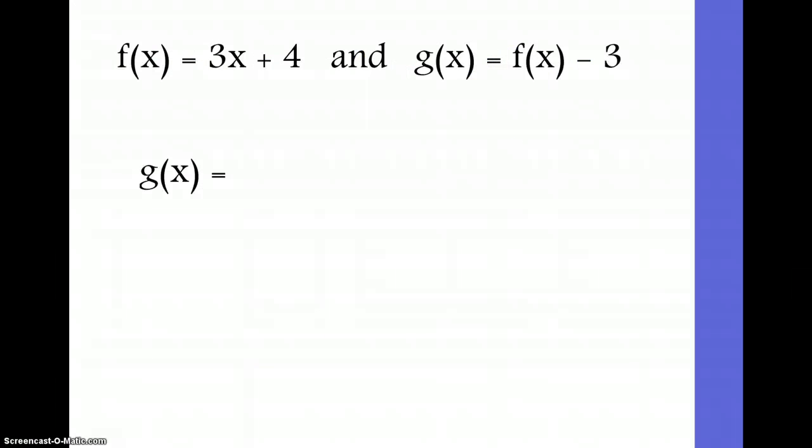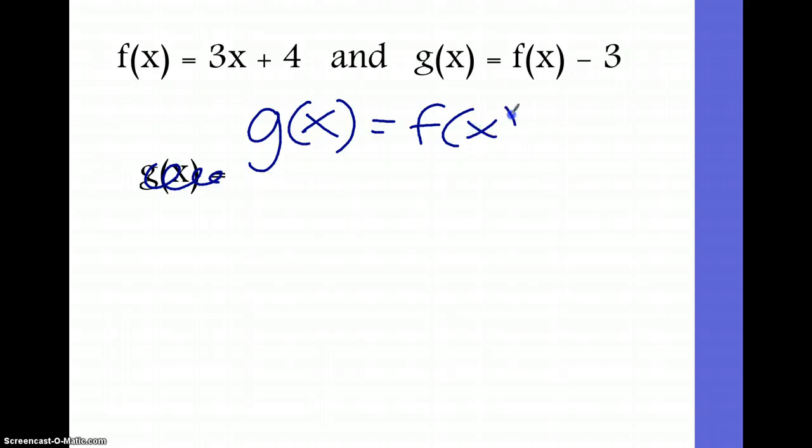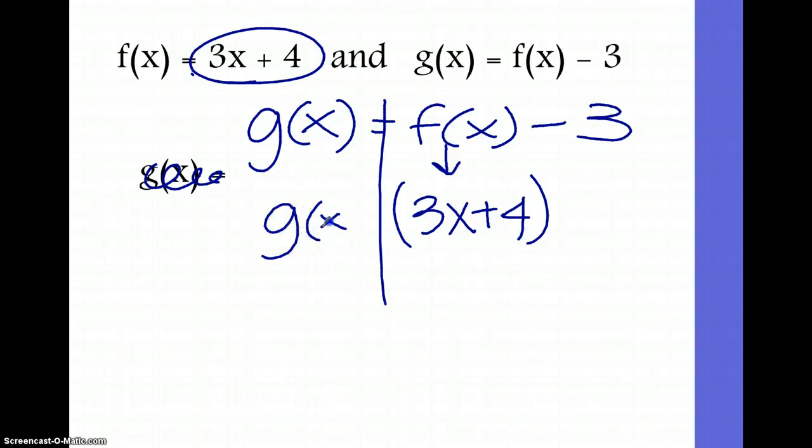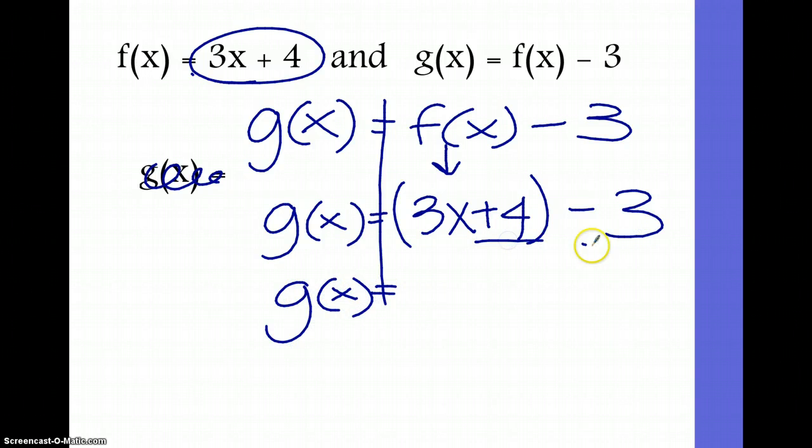Okay, this is just more practice of the problems we've already gone through. So I'm going to write g of x equals f of x minus 3. What we're given is f, so underneath f, we're going to plug in 3x plus 4. Bring down g, bring down minus 3. Again on this one, it looks like we just need to combine like terms, and 4 take away 3 is a positive 1.